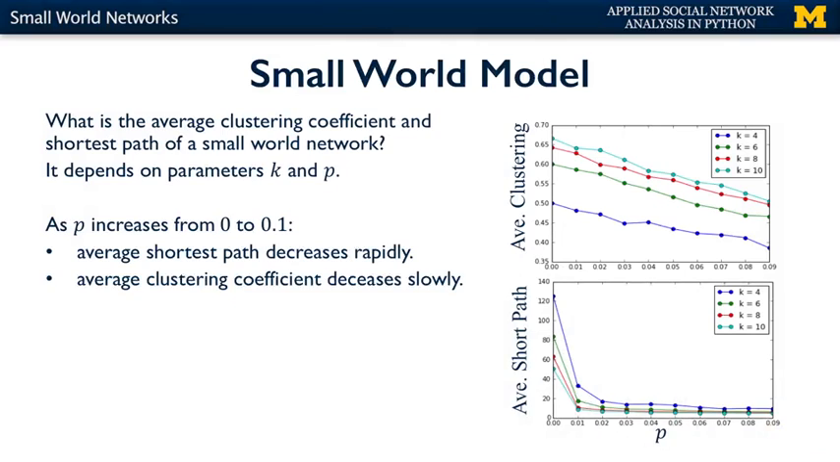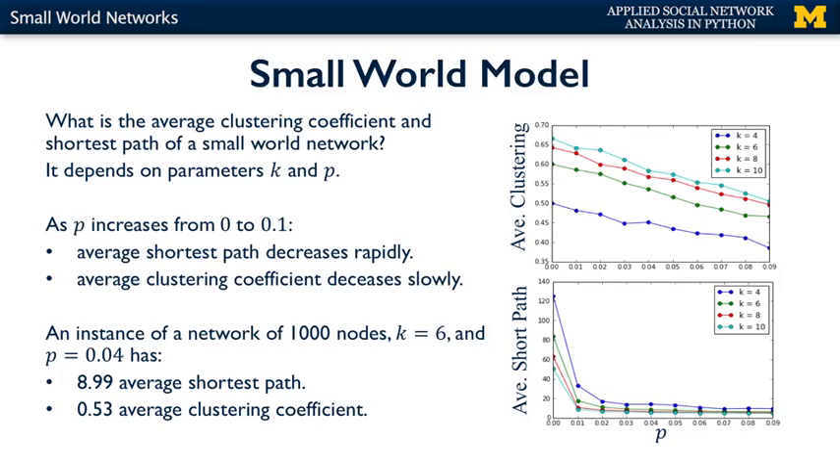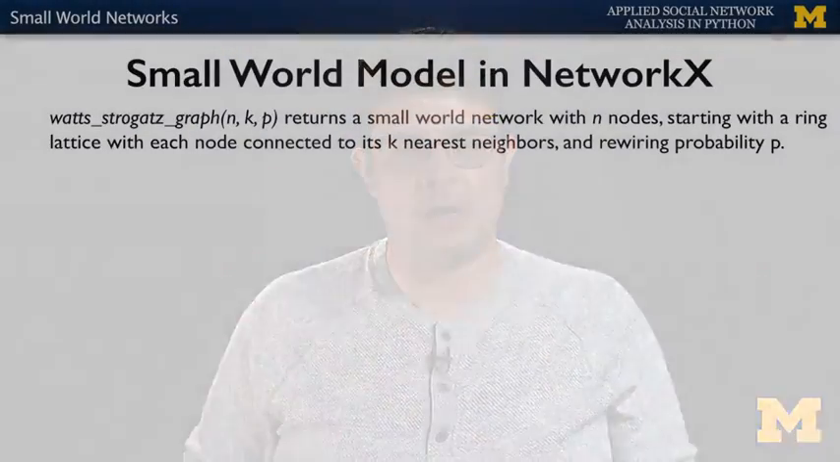Whereas the average clustering coefficient, while it also decreases as p increases, decreases much slower. So for example, an instance of a network with 1,000 nodes and k equals 6 and p equals 0.04 has the following values. It has a value of 8.99 average shortest path and 0.53 average clustering coefficient. So for these types of values of p, we kind of achieve both of the properties that we wanted. The average shortest path being small, single digit, and the average clustering coefficient being pretty large.